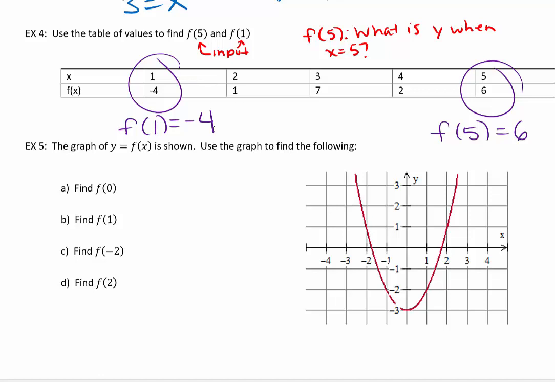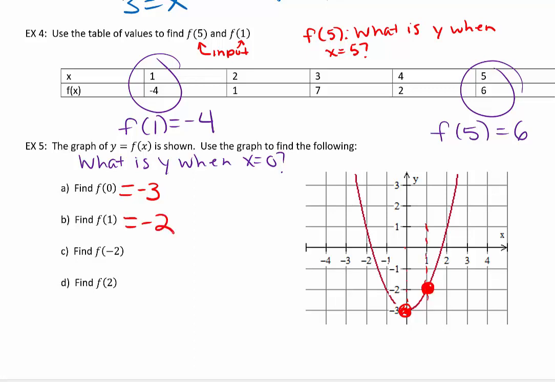If we're given a graph, the idea is the same. The thing inside the parentheses is the input, or the x. We are trying to find the output, or the y. Part A, find f of 0, is asking us what is y when x equals 0. So I go to my graph and I find the point that has an x value of 0. That point has a y value of negative 3. So f of 0 is negative 3.